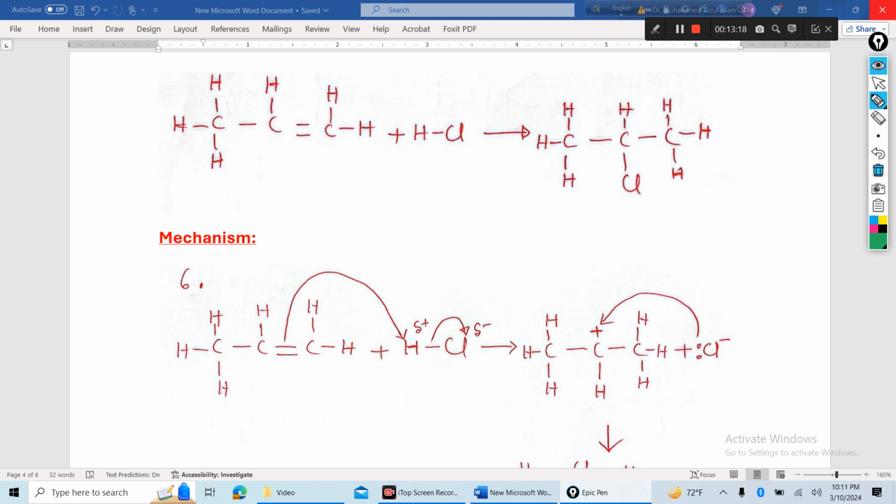Now I am showing the mechanism, showing displayed formula. What type of mechanism? Any alkene reacting with hydrogen chloride, hydrogen bromide or hydrogen iodide, all these reactions are of the type electrophilic addition reaction. So this is the electrophilic addition reaction mechanism showing displayed formula.